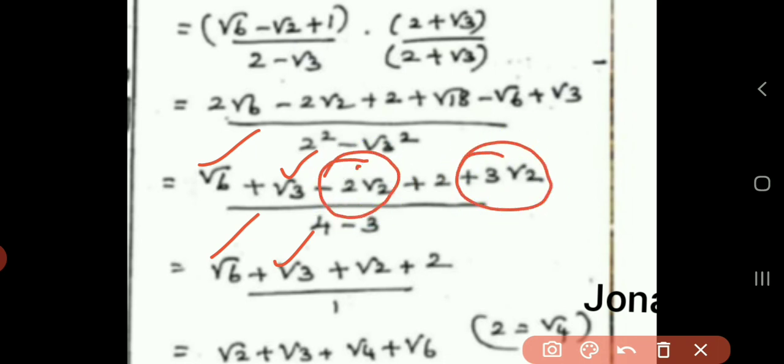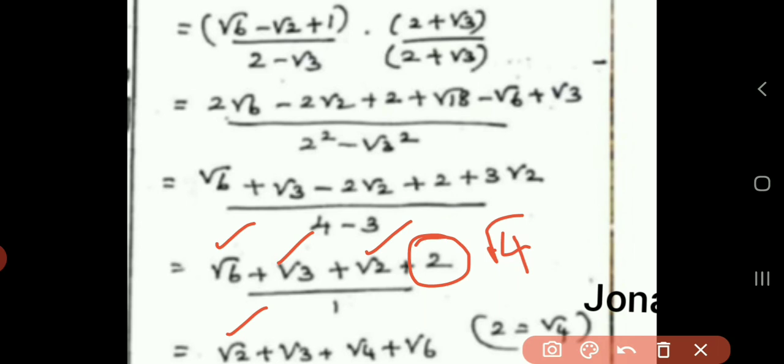And then we want to simplify the numerator there. So root 6 is there, and then root 3 is here, and this minus 2 root 2 and minus 3 root 2 can be simplified, and keep this 2 as it is. At the denominator we have 4 minus 3. So 4 minus 3 is 1, isn't it?